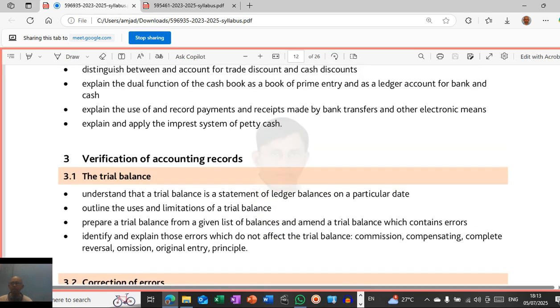In the next lesson, we'll learn verification of accounting records, that is 3.1, trial balance. Understand what a trial balance is, a statement of ledger balances on a particular date. Outline the uses and limitations of a trial balance, prepare a trial balance, and amend the trial balance when there are errors, and identify and explain the errors which do not affect the trial balance. Like errors of omission, errors of commission, compensating errors, complete reversal errors, errors of original entry, errors of principle. All these things we will be discussing in lesson 3.1.